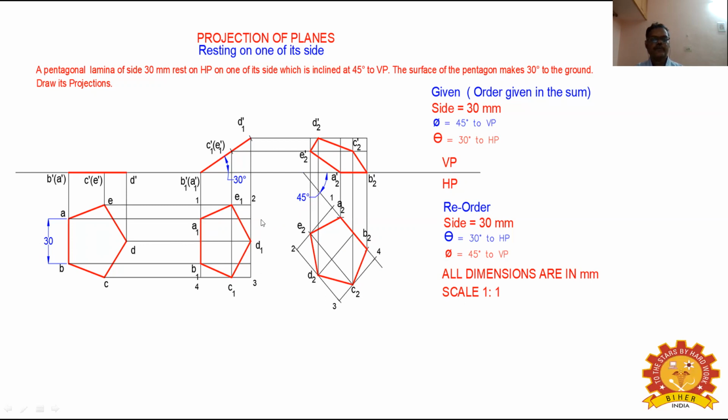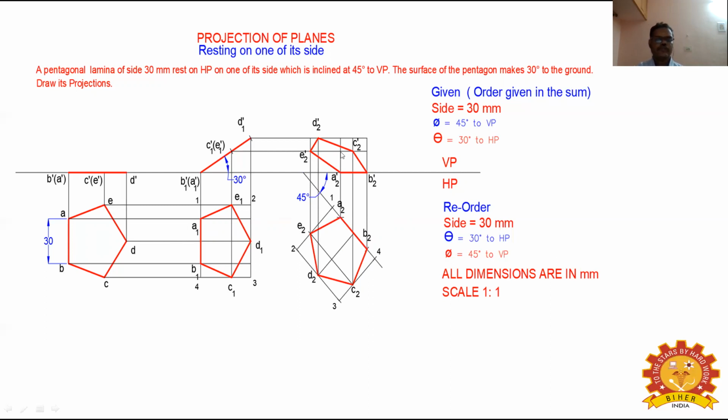Now here D1 lies between 2 and 3. Now from 1 and 4, find the midpoint. From the midpoint, draw a perpendicular line. The intersected point, mark as D2. Now join A2, B2, C2, D2 and E2. Then we will get a pentagon.